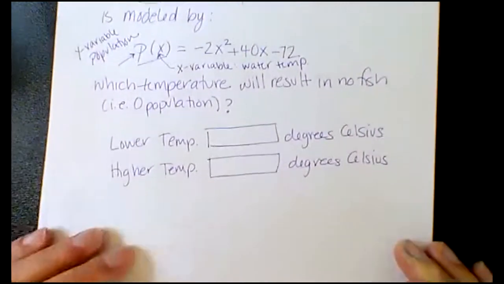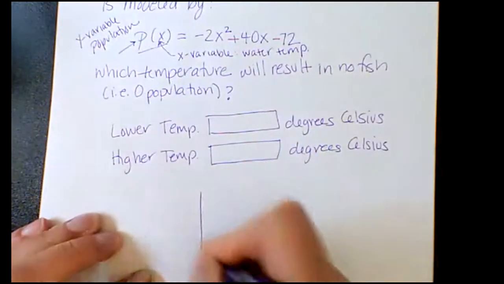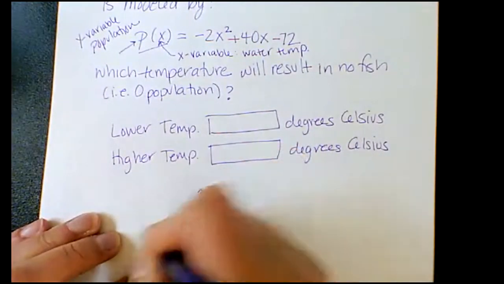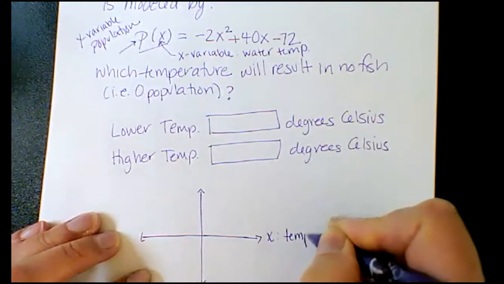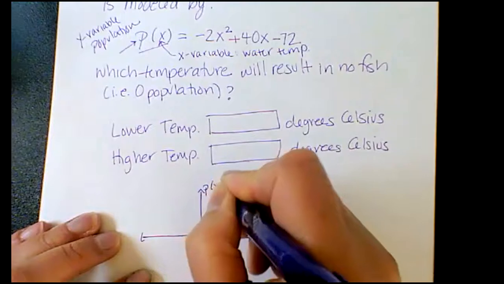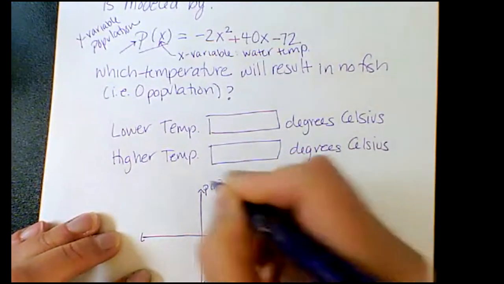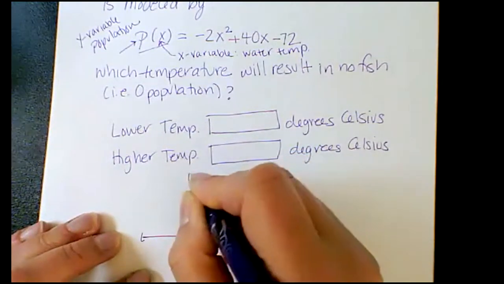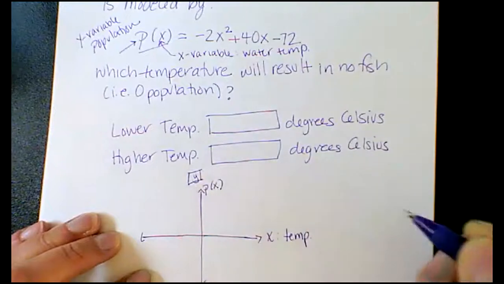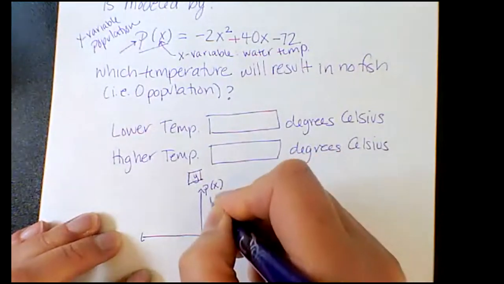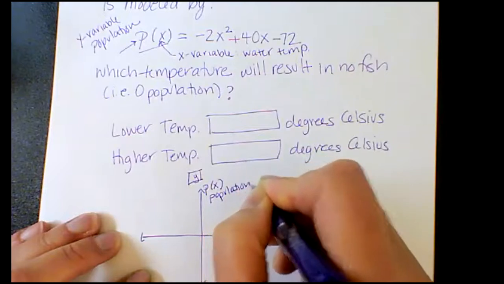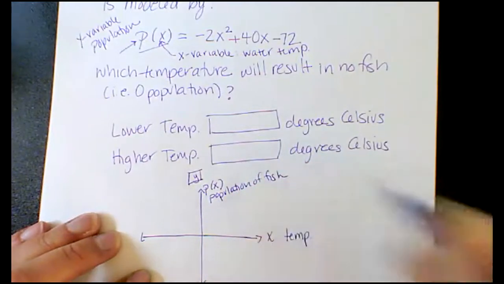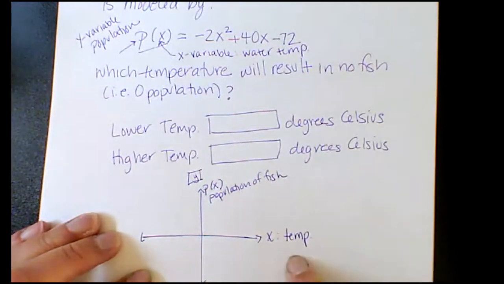If we were to look at the graph of this, which we're going to do in a minute on Desmos, the X variable would be the temperature, and the P of X variable is our Y axis. Remember, it can be labeled a couple of different things. So this is just labeled P of X. This is the population of fish. So X is temperature, P of X is population of fish.